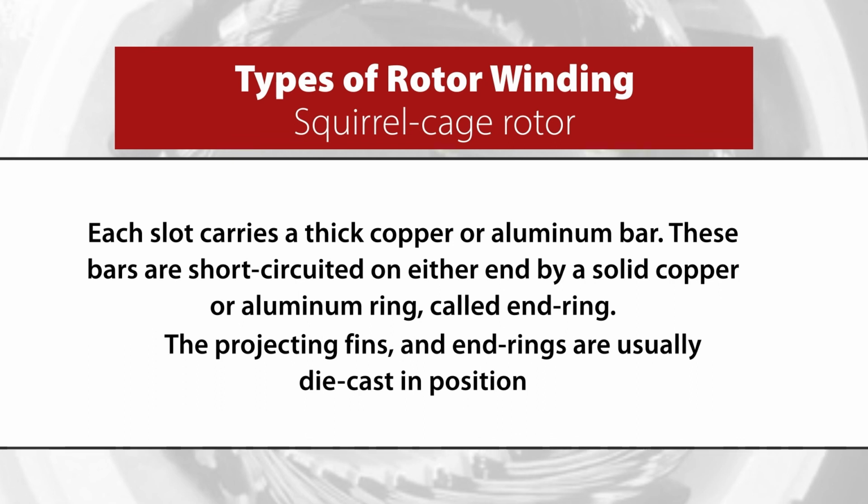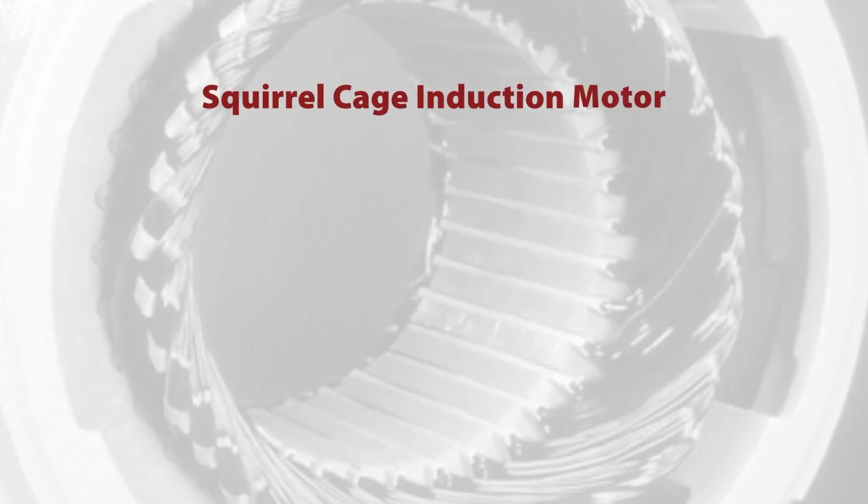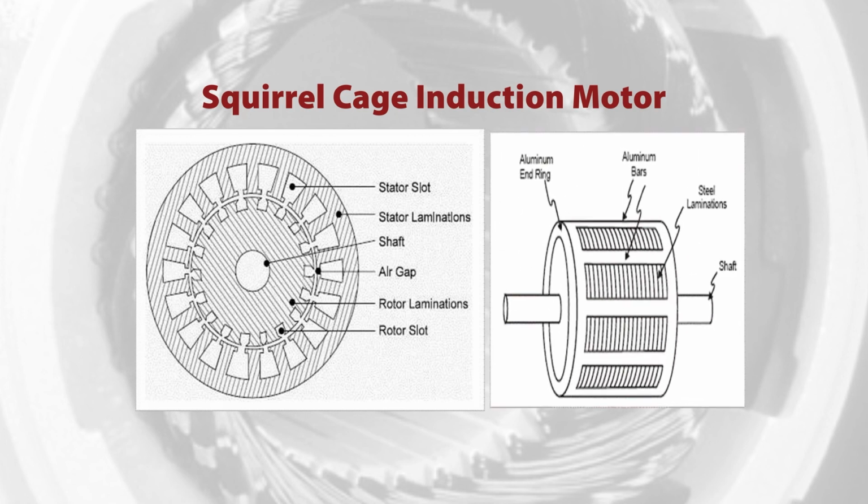These bars are short-circuited on either end by a solid copper or aluminum ring called end ring. The projecting bars and end rings are usually die cast in position. So this makes the difference: the rotor circuit is short circuited. That is why they provide mechanical power. There is no electrical power in the rotor circuit.